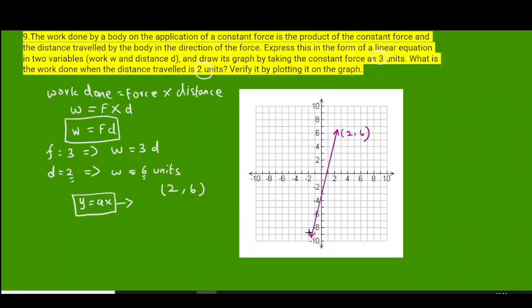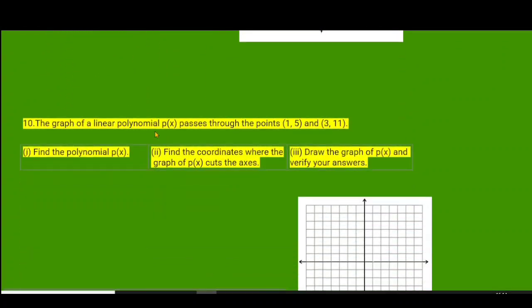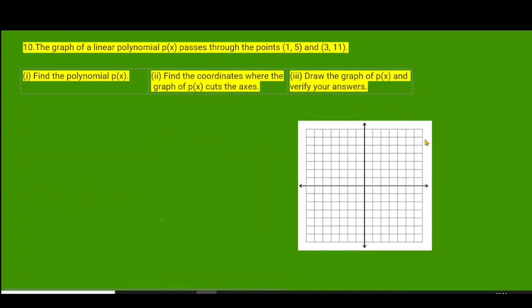Or else any other number you can replace and get it. So this is the graph of the given question, that is W is equal to FD. This is the graph for the equation W is equal to FD. Look at the next question.